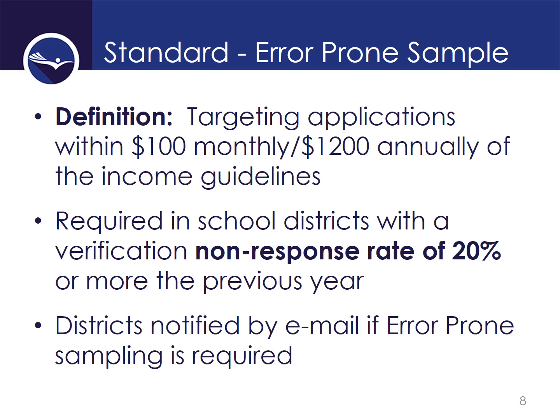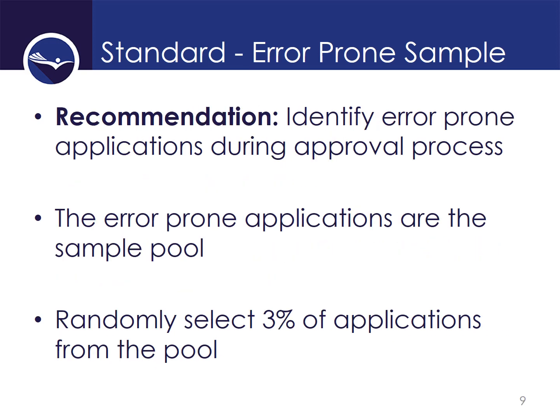An email was sent to the authorized representative and claim contact if the district is required to do an error-prone sample. If your school received the email requiring error-prone sampling this year, we suggest you flag those applications that meet the income criteria during the approval process. These error-prone applications become the sample pool. Once you determine the number of households that must be verified, randomly select that number from this targeted pool. If there are not enough applications in the targeted pool, then the school must randomly select from the remaining approved applications to meet the required sample size.